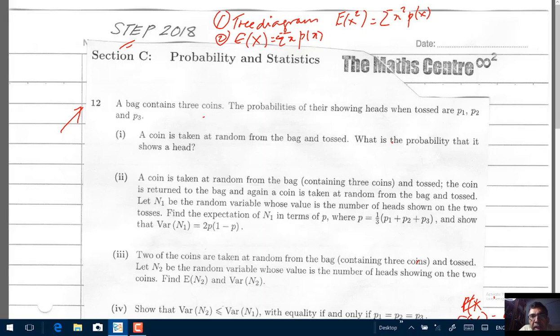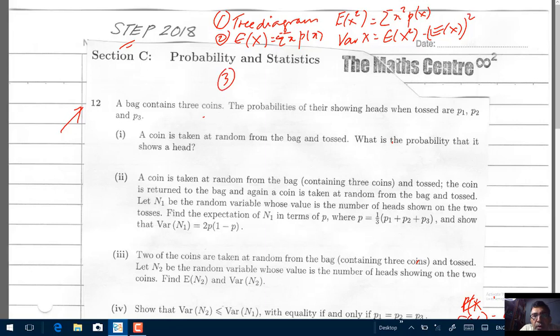We need that. And then we have the formula for variance, which will be the expected value of X squared minus the expected value of X, whole thing squared. We need this. And then what else do we need?